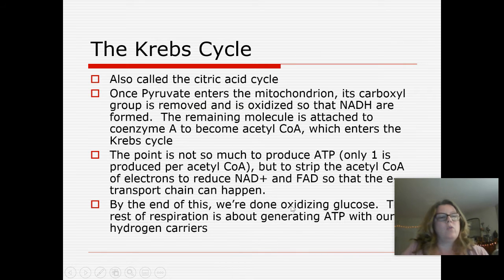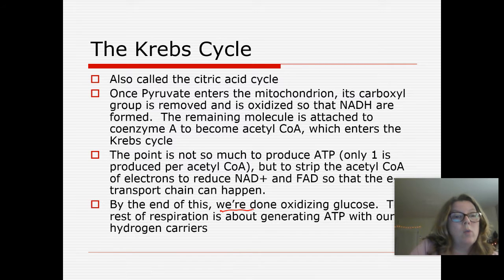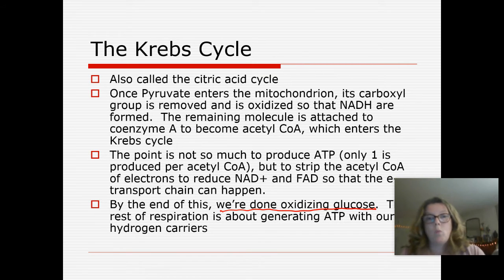The other important thing to remember here is we are done with glucose. We are so over glucose at this point. Once we've completed the Krebs cycle, the glucose is no more. This is the final part that's going to metabolize away any parts of the glucose that were left over. And what's going to be left at the end of this is just a bunch of molecules to restart the Krebs cycle. But the original glucose, all parts of that glucose are now gone. So this is less about the ATP generation and more about hydrogen carriers.